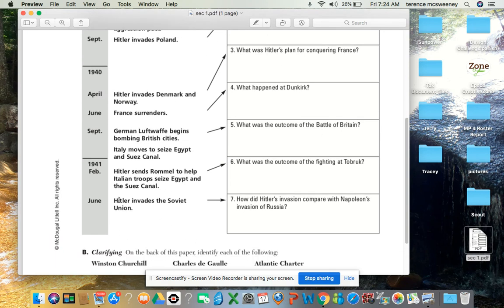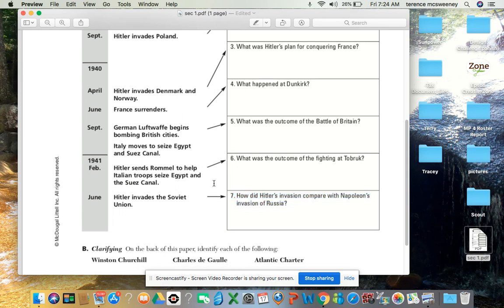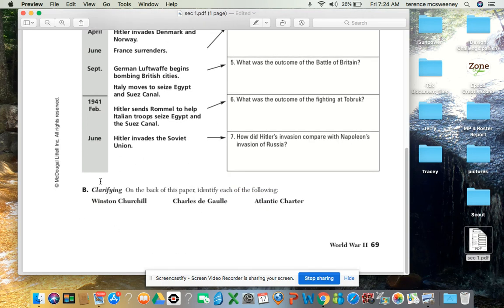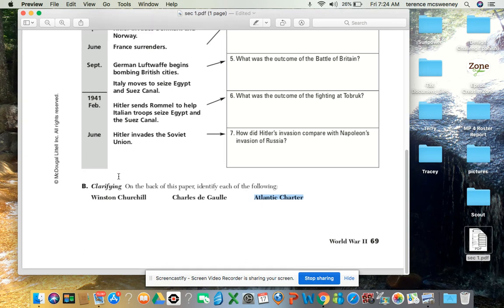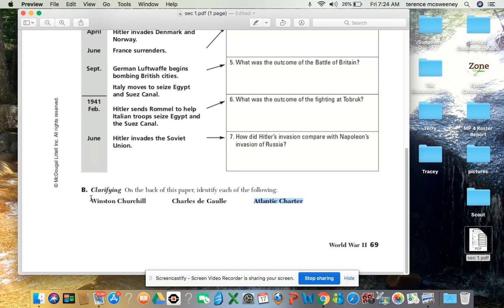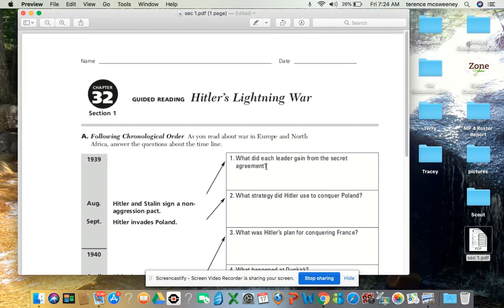The last thing you're going to do is compare Adolf Hitler's invasion of the Soviet Union to Napoleon's invasion of Russia from over 100 years before. There are similarities there. Make sure you define and understand who these two men were. The Atlantic Charter is your vocab for today. This is the agreement between the President of the United States, Franklin Roosevelt, and Winston Churchill about the goals for those two democratic countries during World War II.